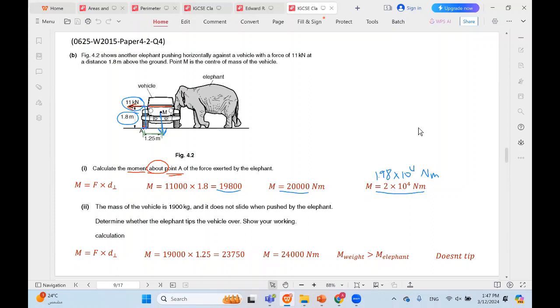Now, the weight of the car is going to be 19,000 because we multiply 1,900 by 10, of course. So 19,000 is multiplied by the distance, which is 1.25, and we get 23,750. Now, this is greater than, of course, 19,800. So therefore, the moment caused by the weight is greater than the moment caused by the elephant. Therefore, the car does not tip over.